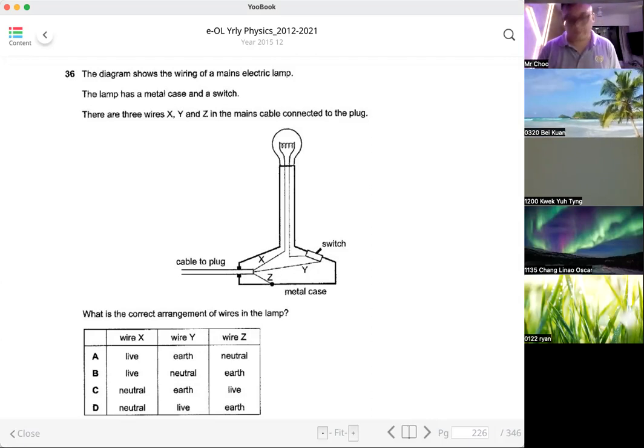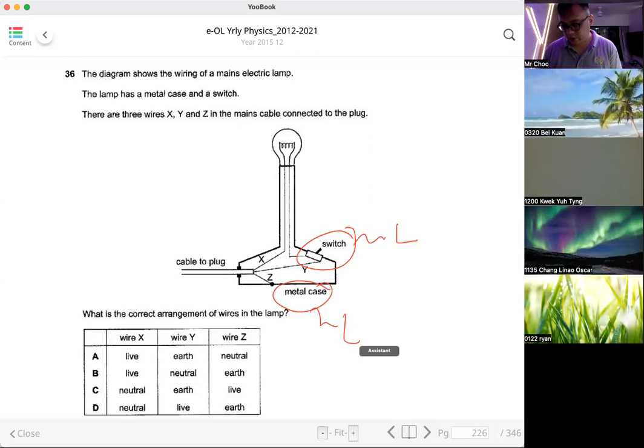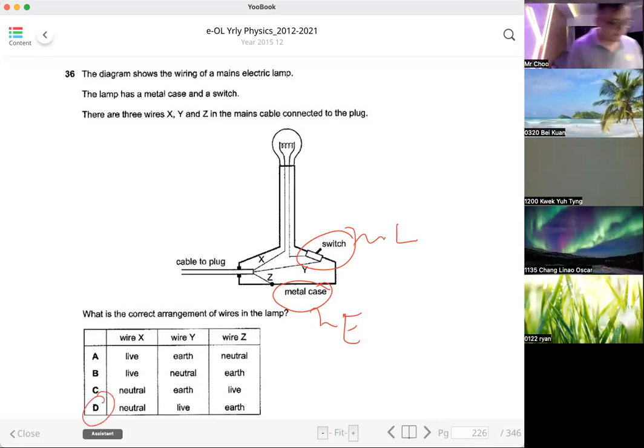Ryan, incorrect. So you must remember, safety devices always connect to the live. Metal casing always connected to the earth. Okay, Ryan, what's your answer? Well done. So all of you got this correct now. The answer is D. Is that clear? Okay, next question.